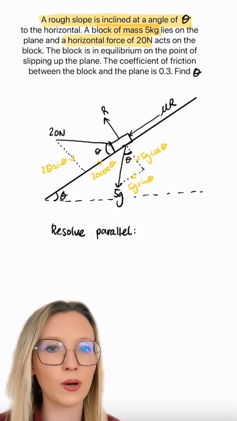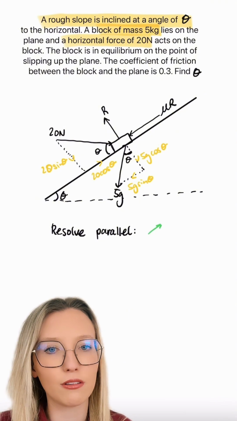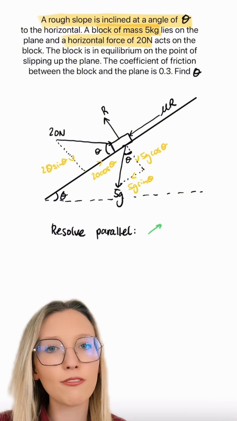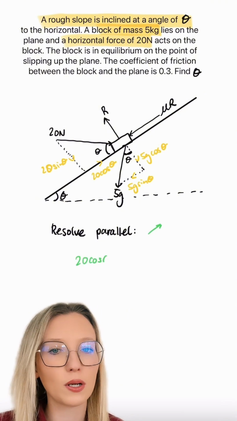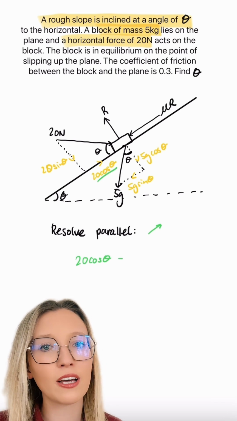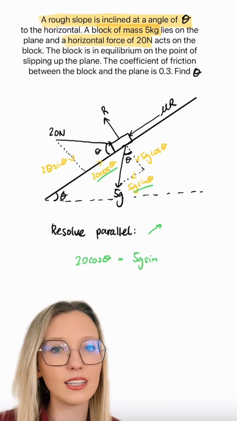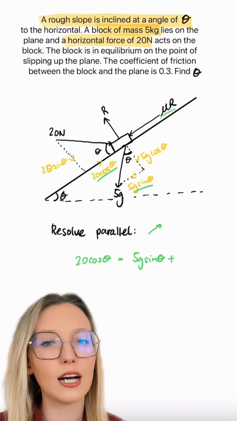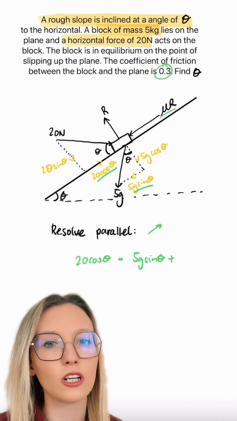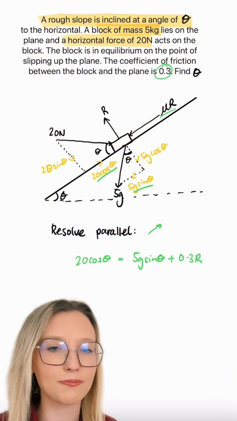Now we've got that, let's go ahead and resolve for the parallel forces. So we've got one force that is heading in this direction, which is the 20 cos theta. We've then got two forces acting in the opposite direction, which is our 5g sine theta and our mu R. And we can input our 0.3 at this stage. So we've got add 0.3R.